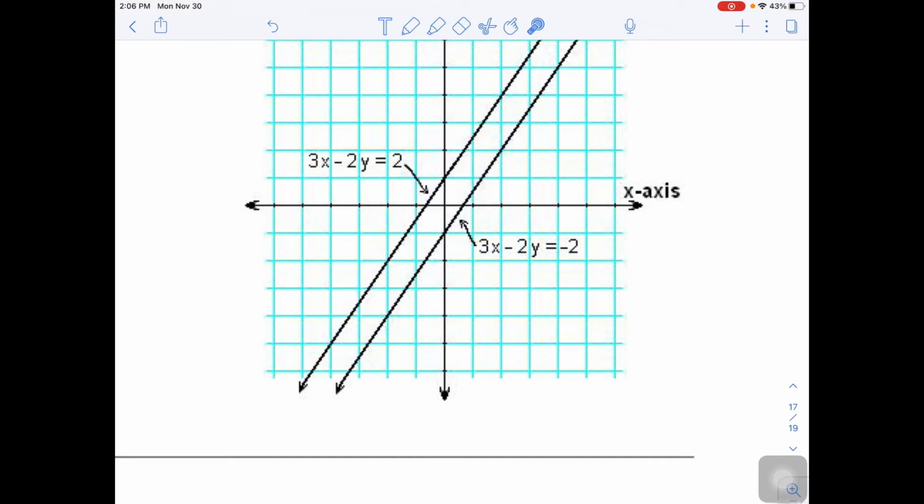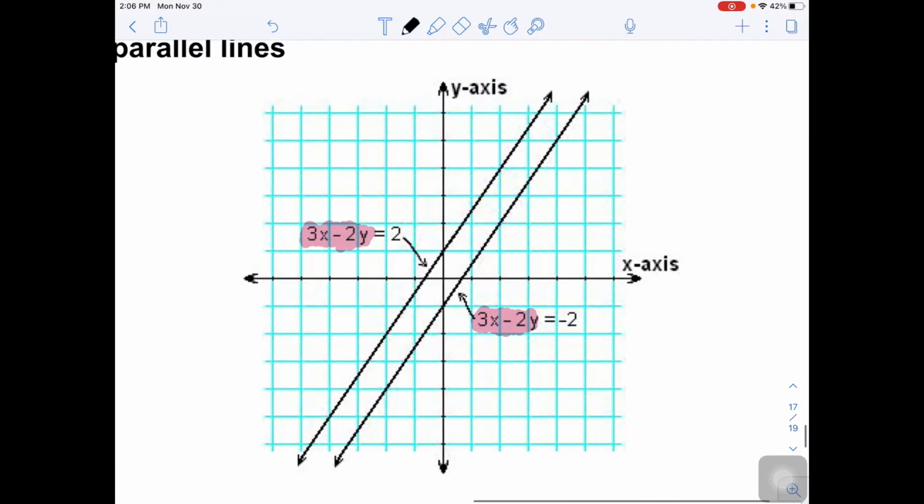Now, what do you notice about these? Well, they're not in slope-intercept form, but they do have the same coefficient next to x and the same coefficient next to y. If we convert these both to slope-intercept form, we will be able to see that they have the exact same slope.